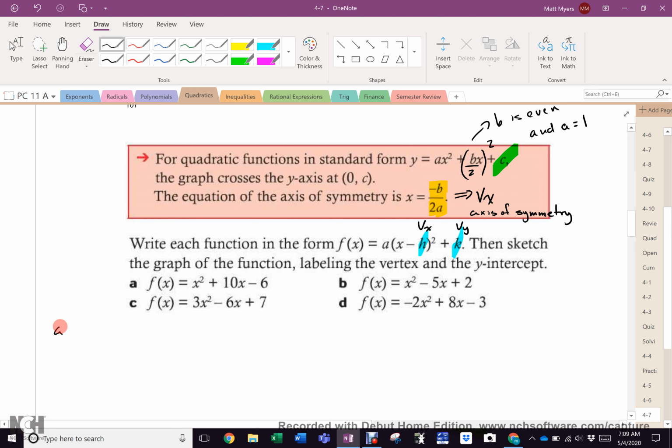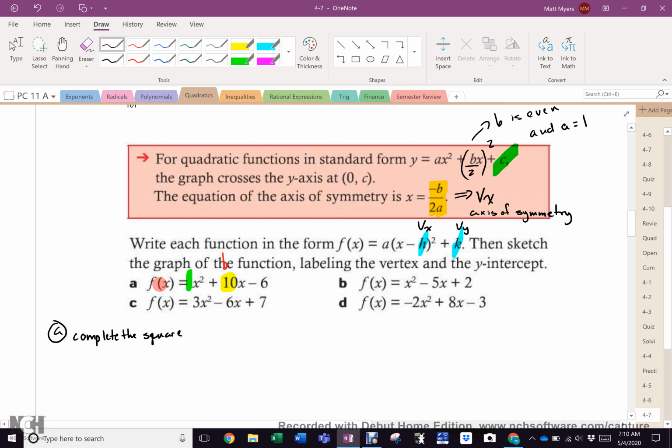So let's look at A right here, which I'll do in black. This is what your thought process should be. I've got to get this into vertex form, so it's not. So I look at b right here. That's my b, right? Is b even? Yes, it is. So then I look over at a. Is a 1? Yes, it is. So that makes this a really good candidate to complete the square.